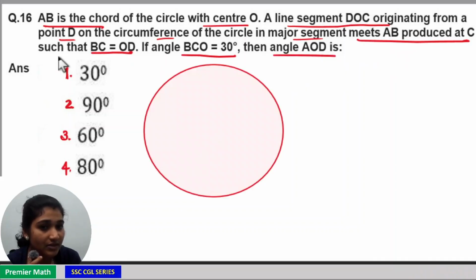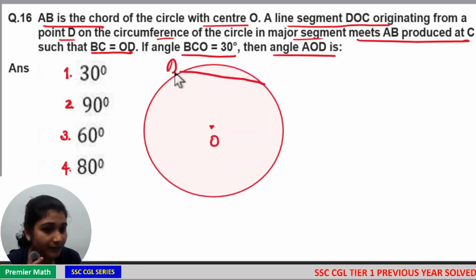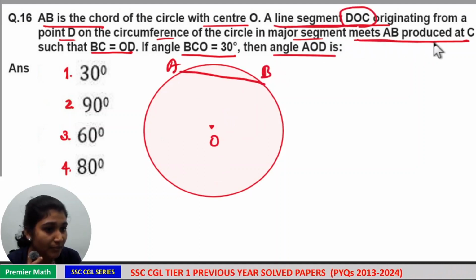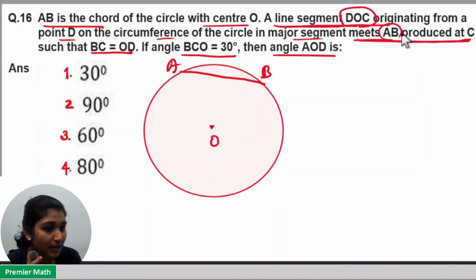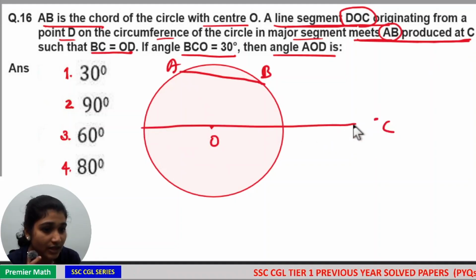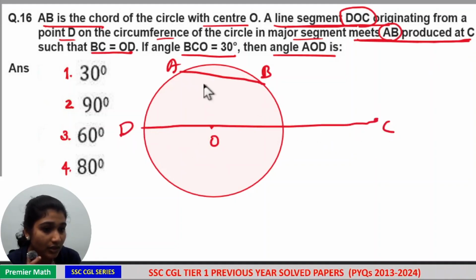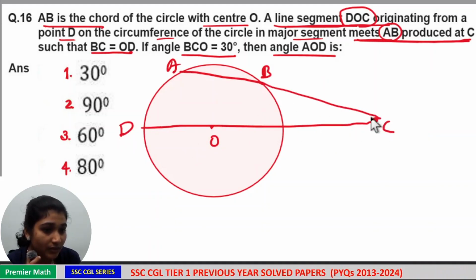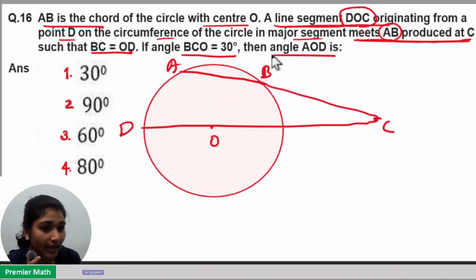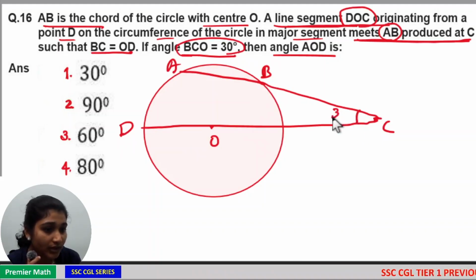Here this is the circle with center O. Now here AB is the chord. And here line segment DOC meets AB produced at C, means AB meets DOC, which means C must be outside of the circle. Then only AB meets DOC. If this is DOC, AB meets DOC. Now here angle BCO equal to 30 degrees.